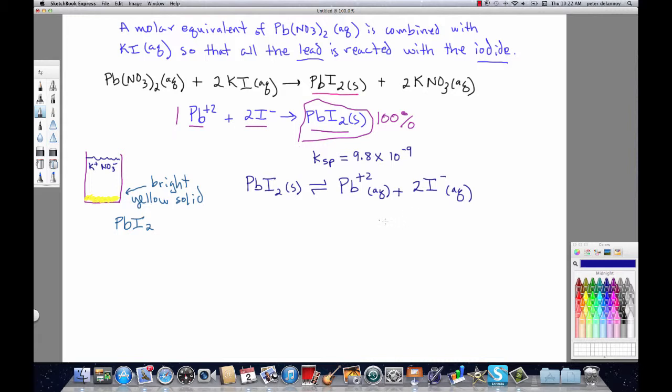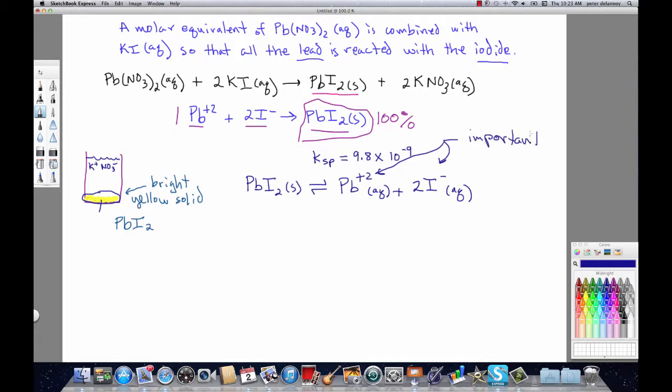The first thing I'm going to do is remind you that the amount of the solid here doesn't matter. As long as there's some present, the density of the individual solid is going to remain constant throughout any changes in equilibrium that might occur between the lead ion and the iodide. So these two are the only things that are going to be changing if we manipulate equilibrium. All right, so these are going to be the important aspects of this equilibrium.